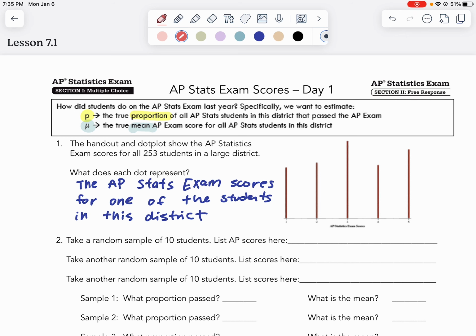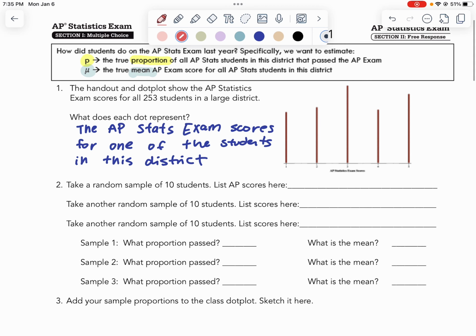So then, in question 2, we want to take a random sample of 10 students and list their AP scores. So this is what I've already done. On the handout, the scores are listed from 1 to 253, and I just used a random number generator to generate 10 unique random numbers. And that's how I got the scores: 1, 5, 5, 4, 3, 4, 2, 3, 1, 5.